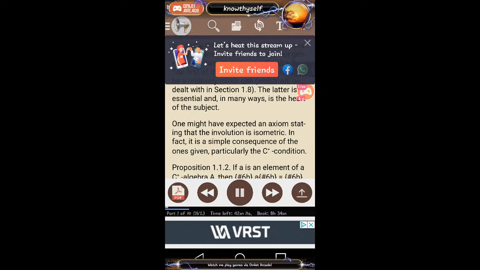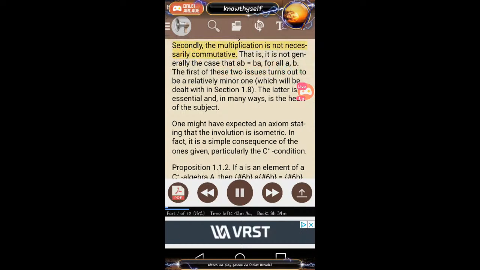Secondly, the multiplication is not necessarily commutative. That is, it is not generally the case that AB equals BA, for all A, B. The first of these two issues turns out to be a relatively minor one, which will be dealt with in section 1.8. The latter is essential and, in many ways, is the heart of the subject.